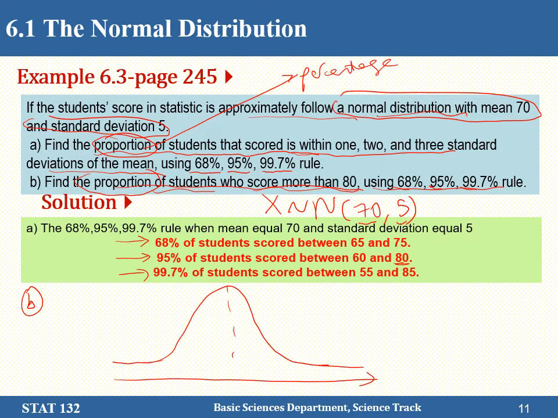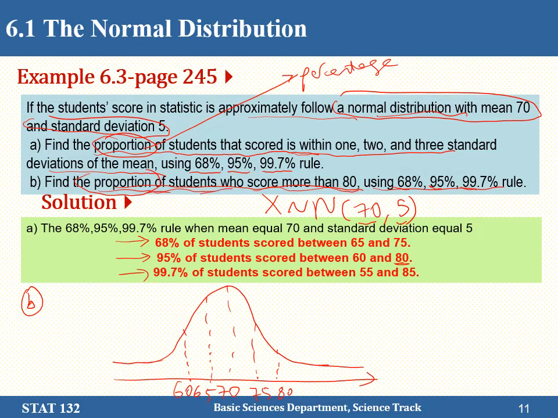Now this is the mean, this is 70, and then 75 is here, and then 65 is here, and then 80 is here, and then 60 is here, and we can do more here. Okay, that's enough, I guess. So this part here, we know. So it's asking what this is.